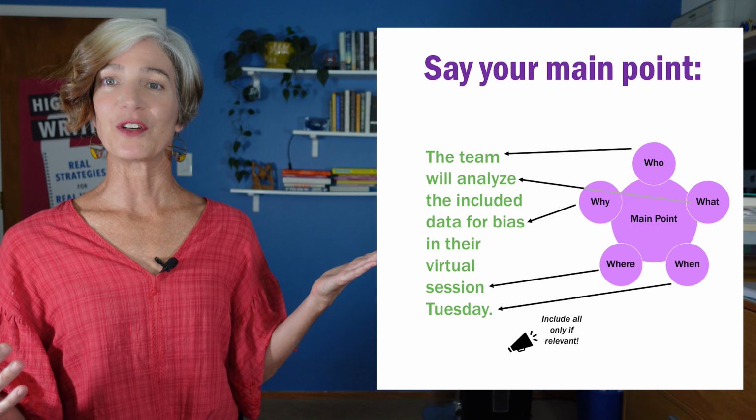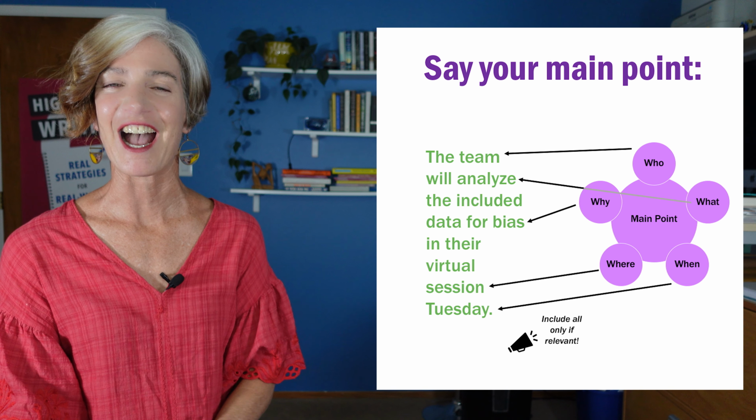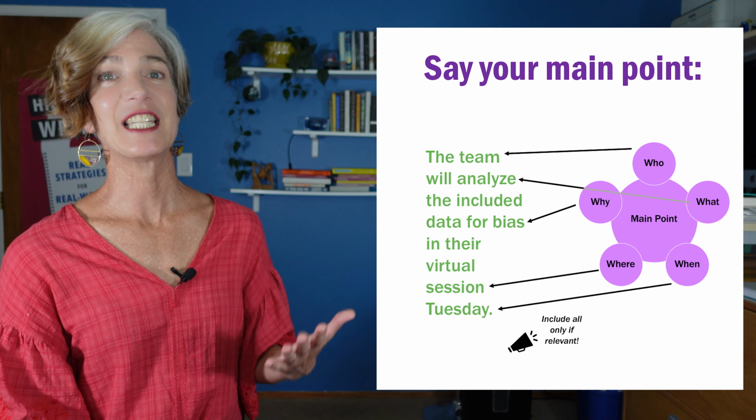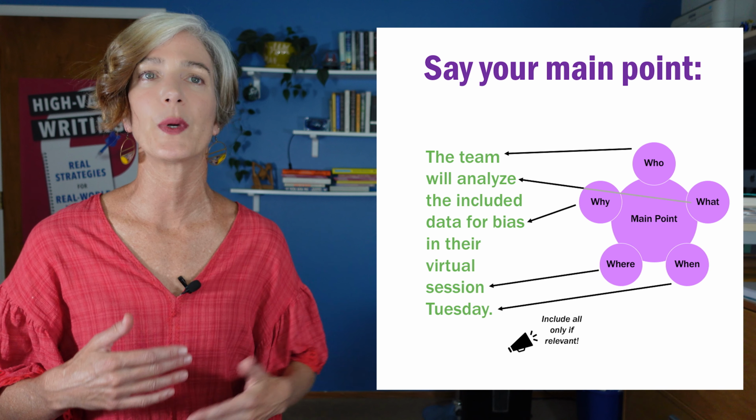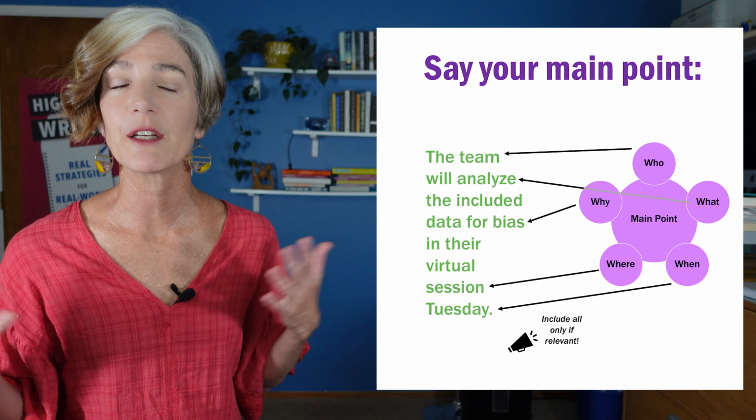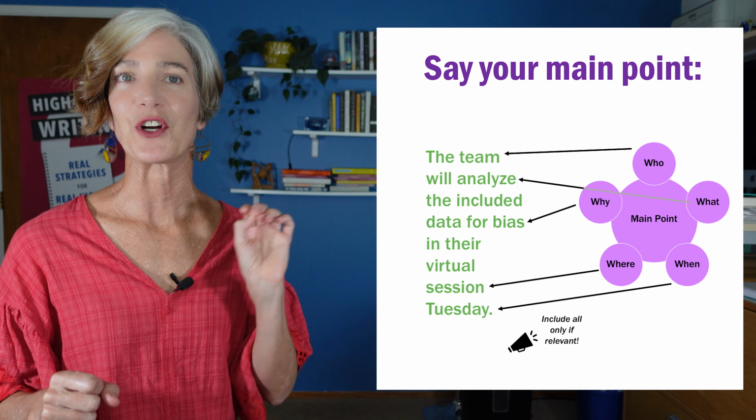And so an example of putting those together in a nice, concise sentence is to my left now. The team will analyze the included data for bias in their virtual session Thursday. We cover 5 W's. We tell them everything. Hey, this analysis is coming up. Why? Because there might be bias in the data. When are we going to do it? Where are we going to do it? Virtually. We've got all of that. That is a good main point sentence because it clarifies those 5 things for a reader.